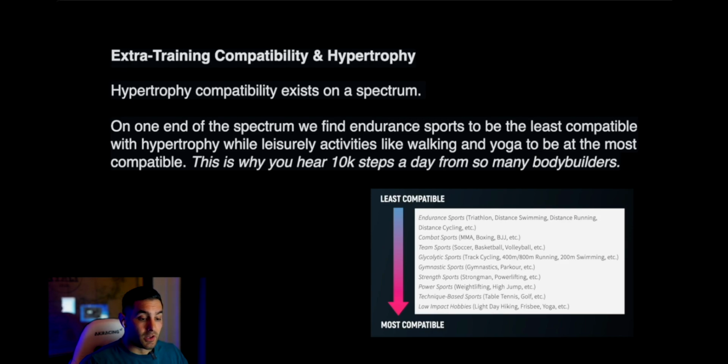So this is why at the very bottom end of the image here, in the most compatible, you have low impact hobbies. I like the word hobbies there. Light day hiking, frisbee, yoga, etc. So let's go down this. We talked about endurance sports already, triathlons and all that. There's a reason why endurance athletes are usually pretty skinny. There's a reason why Usain Bolt may have extremely defined muscles, and his legs might be pretty big.